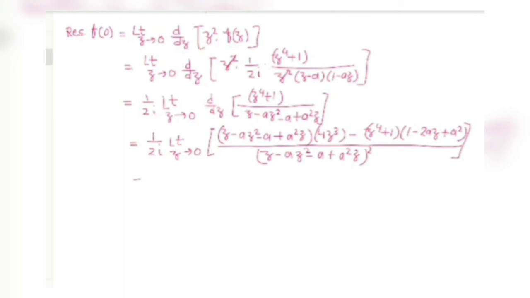Now we apply the limit z tends to 0, that means we put z = 0 here. Then we'll get 1 by 2i times minus (1 plus a square) divided by a square. So it is equal to minus (1 plus a square) divided by 2i a square. This is the residue of the function at z = 0.